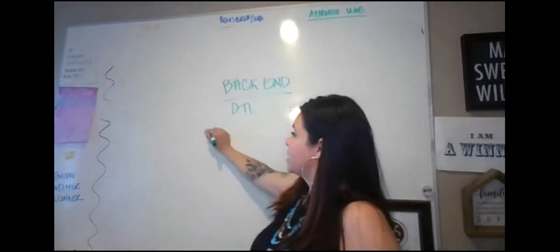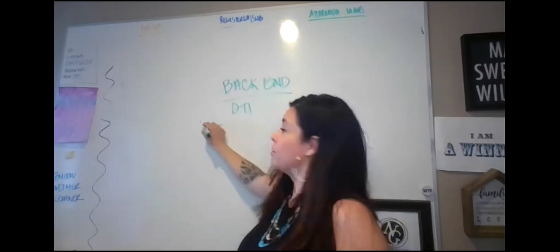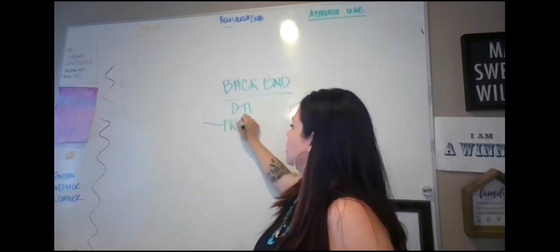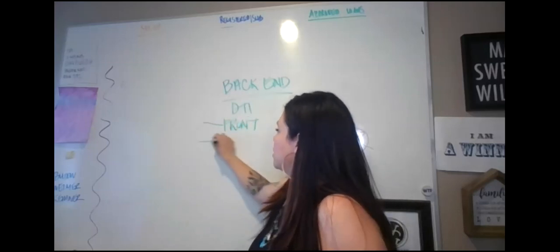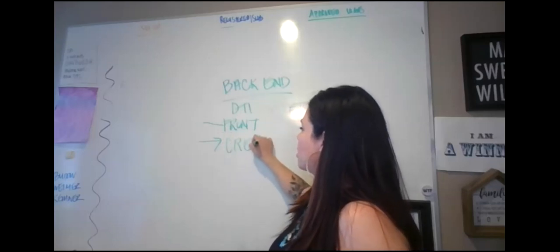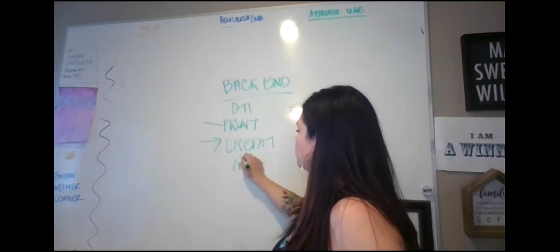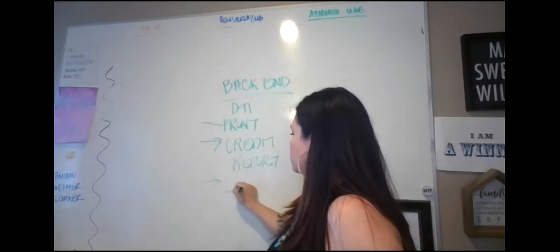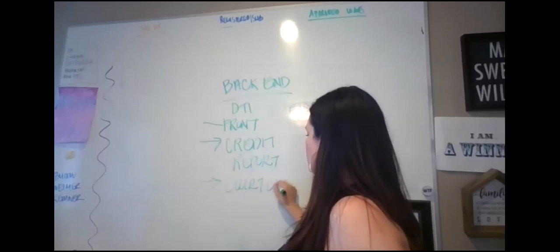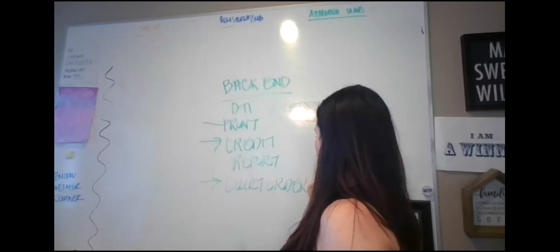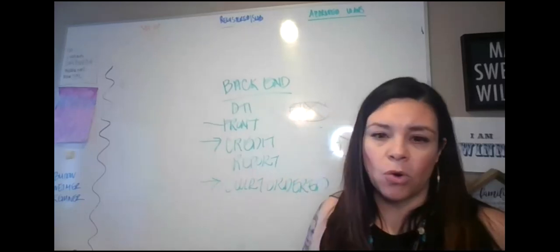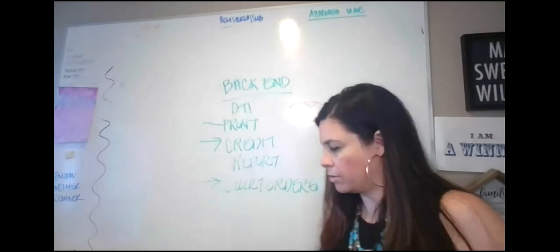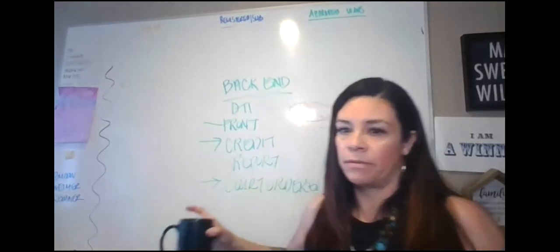So the back end is now going to include everything from the front, everything from the credit report, and anything that's court ordered. Child support and alimony, okay?